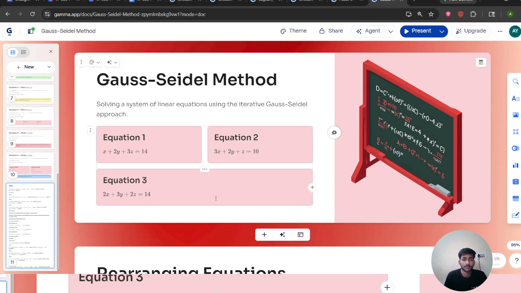Hello everyone. Today I am going to explain the Gauss-Seidel method and how we solve equations using this method. First of all, we are given three equations.